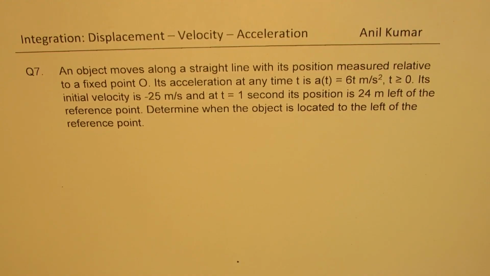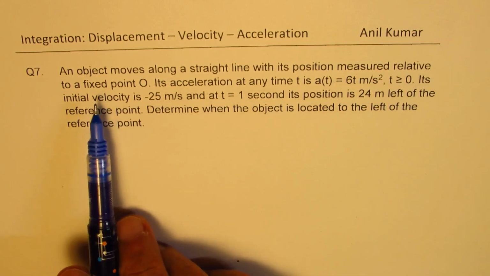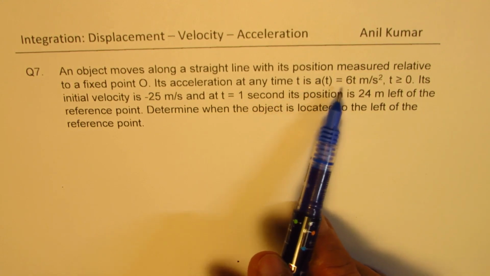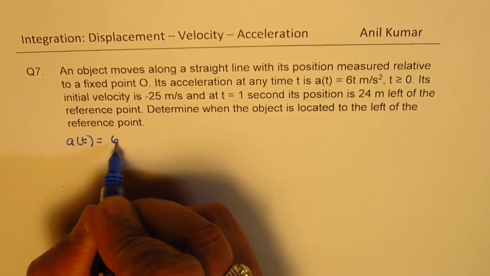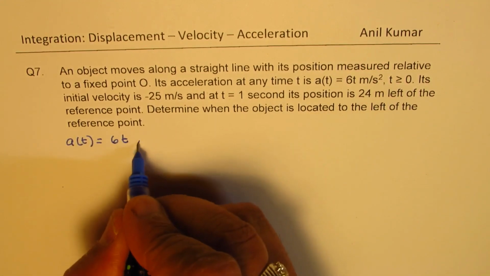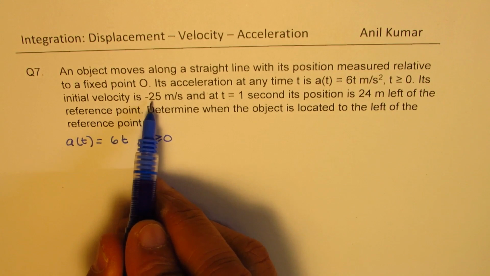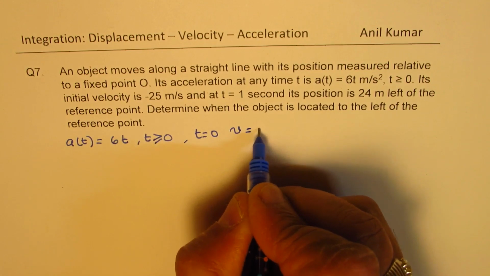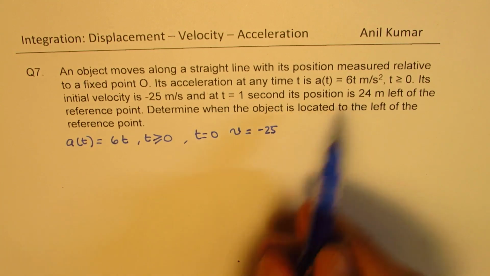Here is a test question based on displacement, velocity, and acceleration. Question number 7. An object moves along a straight line with its position measured relative to a fixed point O. Its acceleration at any time t is a of t equals 6t. So we are given the acceleration as equal to 6t, where t is greater than or equal to 0. Its initial velocity is minus 25. So at t equals 0, velocity is equal to minus 25, right?